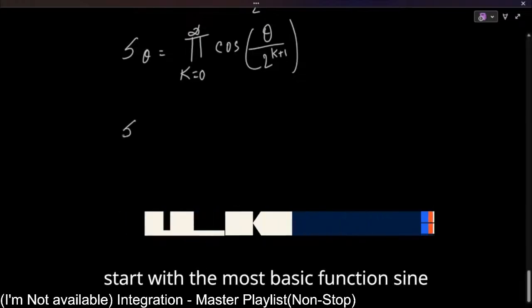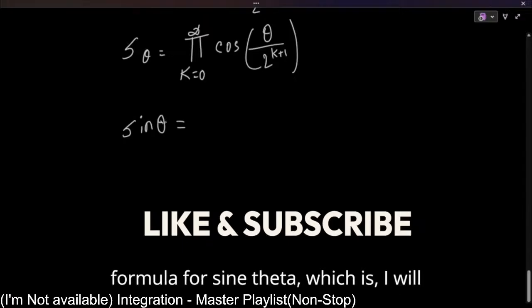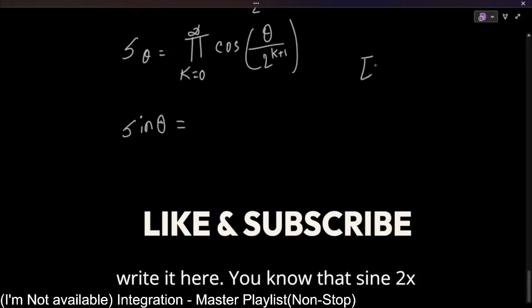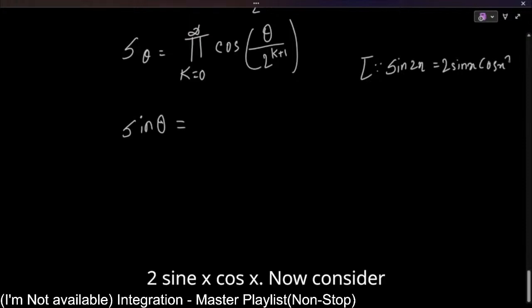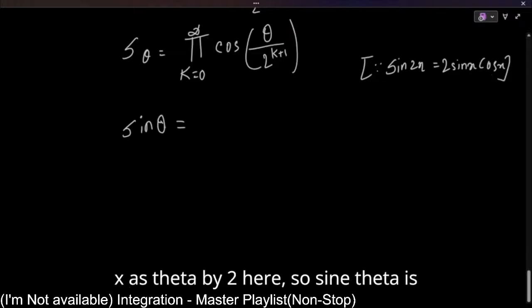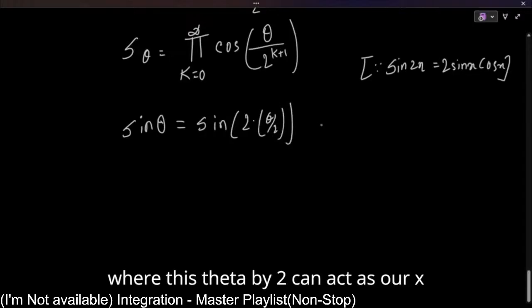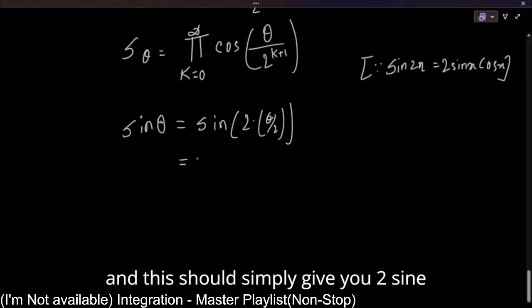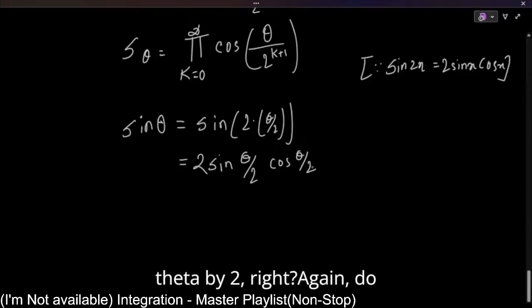We'll start with the most basic function sine theta, and we'll apply the half angle formula for sine theta, which is, I will write it here. You know that sine 2x is simply 2 sine x cos x, right? Now consider x as theta by 2 here. So sine theta is basically sine of 2 times theta by 2, where this theta by 2 can act as our x, and this should simply give you 2 sine theta by 2 cos theta by 2, right?